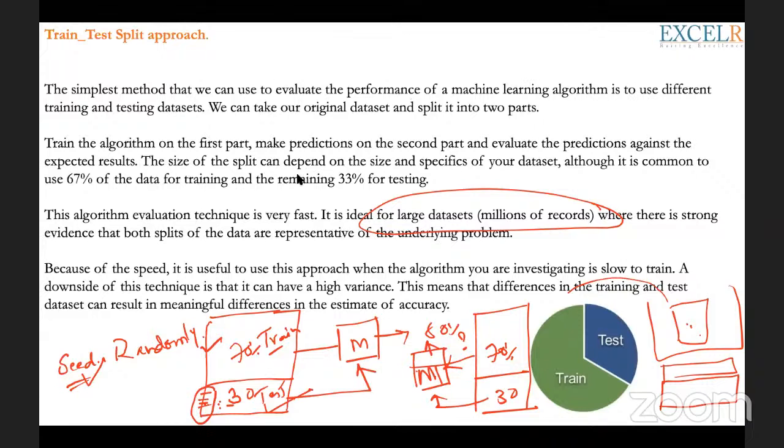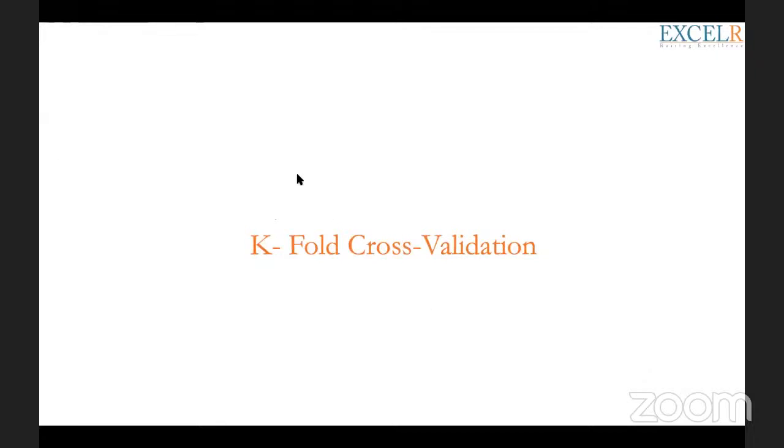Then what is the best method? K-fold cross validation. K is the user given input. Fold means number of partitions. So when I say 10-fold CV, that means 10 partitions have to be done on the data set, then apply the cross validation. Let us see that.